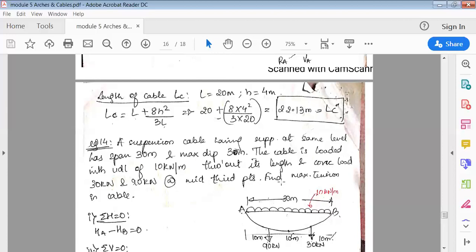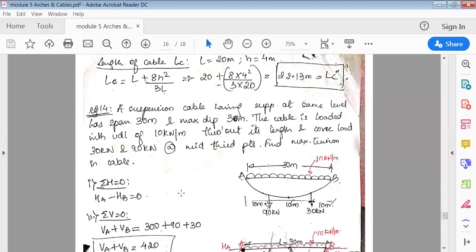Mid-third points as shown in the figure. So find the maximum tension in the cable. So they've asked us to find tension in the cable. So tension in the cable is nothing but the resultant. So resultant is nothing but RA, which is nothing but HA and VA, and RB is nothing but again same HB and VB. Okay. So again they wouldn't have given you only the question at times.